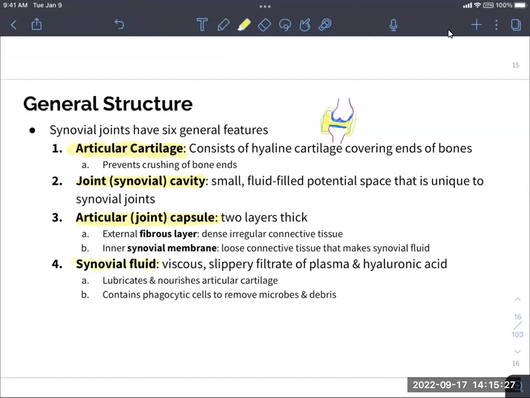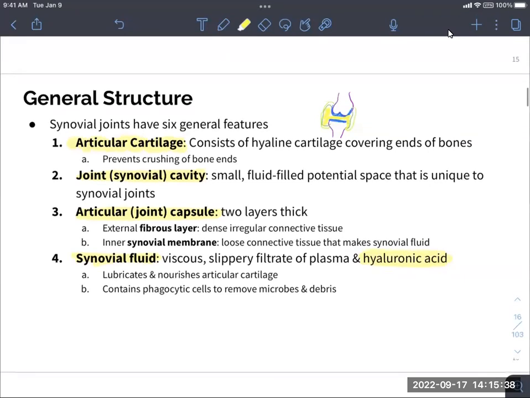That synovial fluid is made of hyaluronic acid. That hyaluronic acid contains phagocytic cells to remove microbes and debris from that joint cavity. The last thing we want is an infection in our knee joint or our fingers or shoulder or hip.